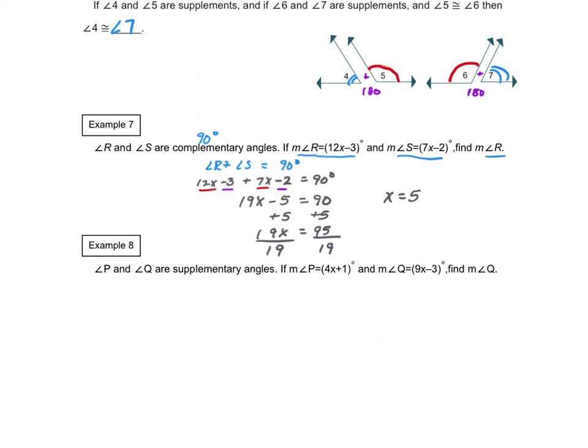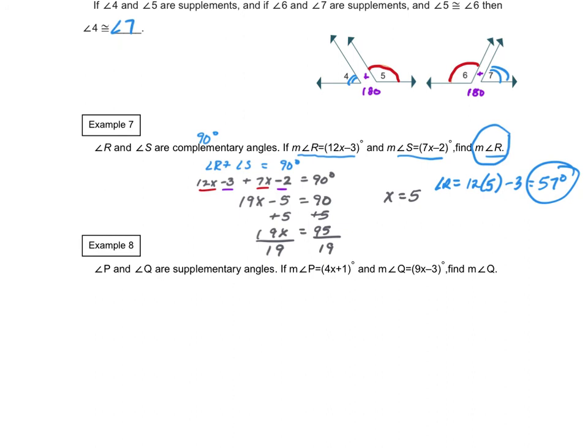And if I know that x is equal to 5, I can substitute that in right here. What is the measurement of R? Well, R is equal to 12 times x minus 3, and we know that x is 5, so that is going to equal 60 minus 3, which is 57 degrees. And that is doing it with complementary angles.